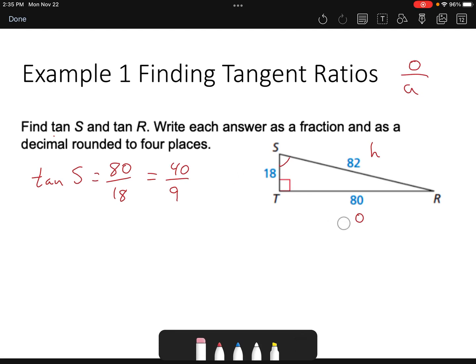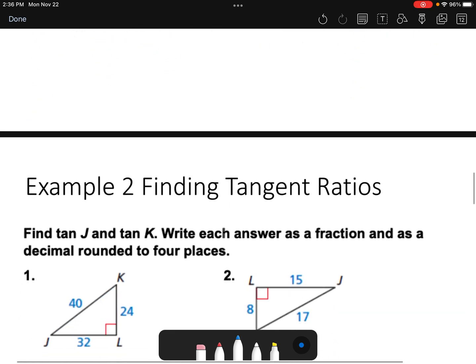Now, everything changes except the hypotenuse when we ask, what about the tangent of R? Because here's R. Now opposite is 18, and the adjacent is 80. So it's 18 over 80, which is 9 over 40. So that's how those ratios are related.